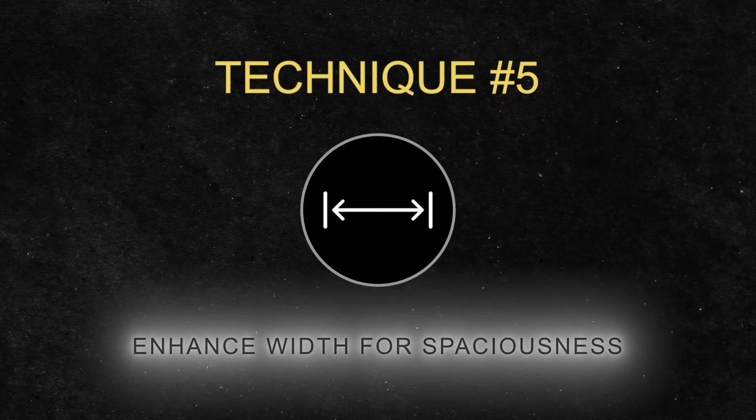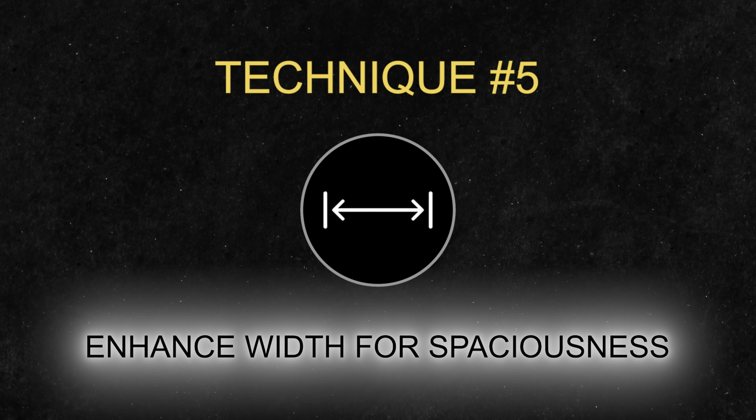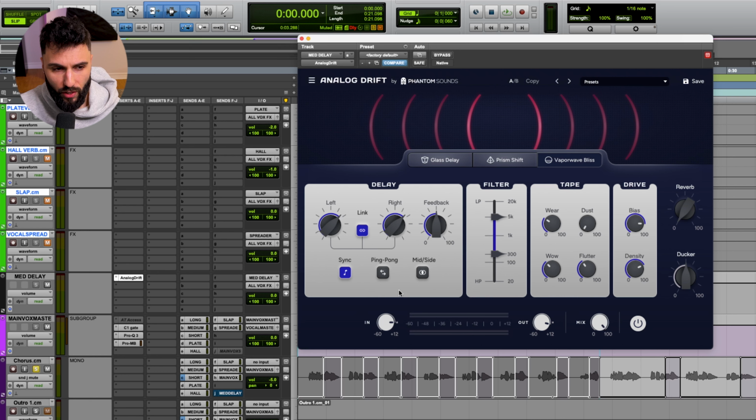Now our fifth technique focuses on enhancing the width of our delays to create a more spacious and immersive sound. There are a few ways to achieve this, but the easiest is to simply use a ping-pong mode built into your delay. This type of delay alternates the repeats between the left and right channels, creating a distinctive back and forth effect that widens the stereo image.